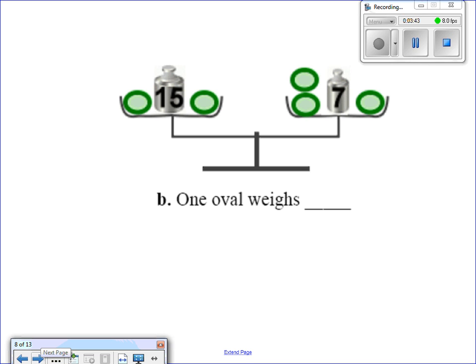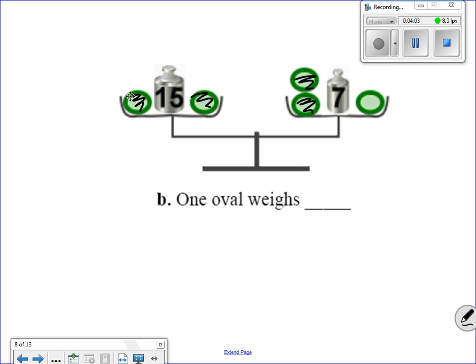We have some weight on one side. I have 15 grams of weight. So instead of having 15 different little weights, I just have a 15 there. I have 7 on one side. I want to know what 1 oval weighs. Well, I can do this. I can take away, I can cross off 2 ovals from each side. Right?